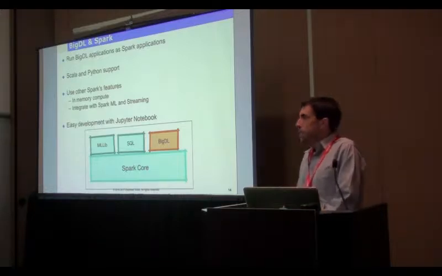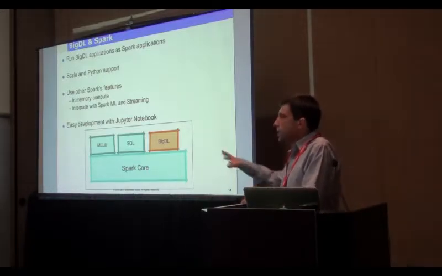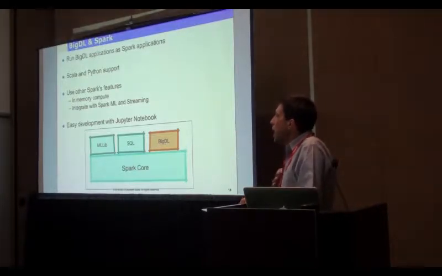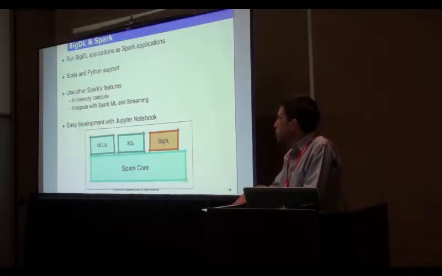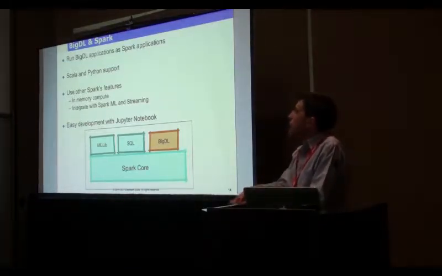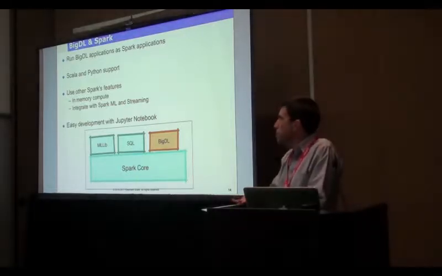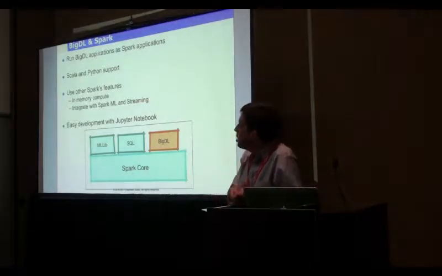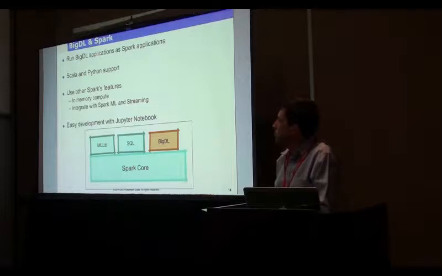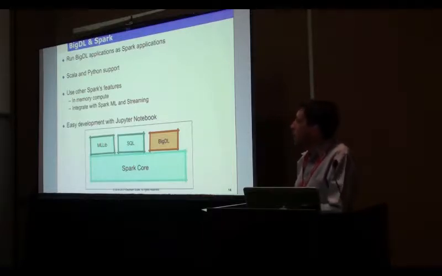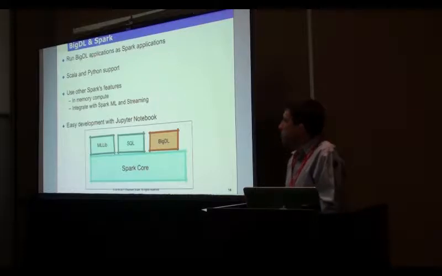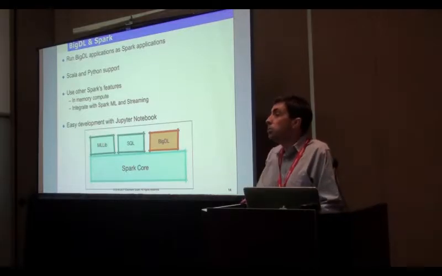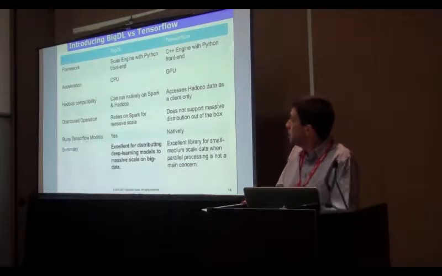BigDL runs as a Spark application. Spark is a host for a number of other types of processing, including Spark SQL, Spark MLlib, Spark GraphX, and other Spark components. BigDL sits alongside those, so we can use Spark's in-memory compute capability. Spark has a massively distributed in-memory file system called Alluxio, formerly Tachyon, and there are many other features of Spark that we can use and integrate with other Spark components. Also, we have the ability to do easy development using BigDL, and we're going to show you how we can even do that with Jupyter Notebook, which I'm sure many of you are familiar with.